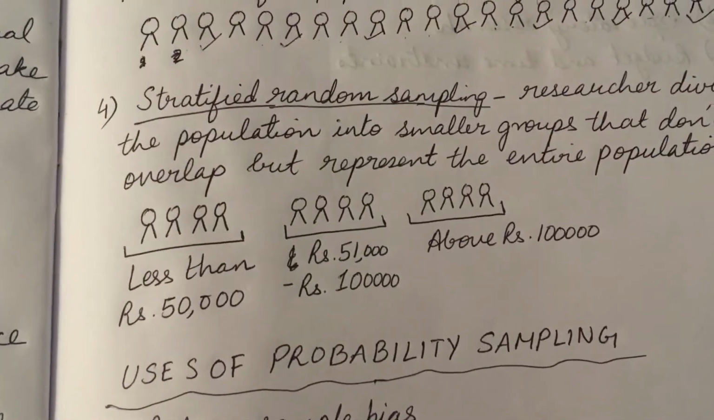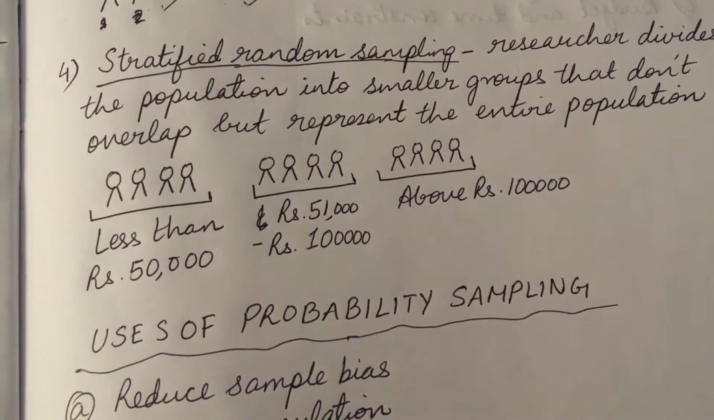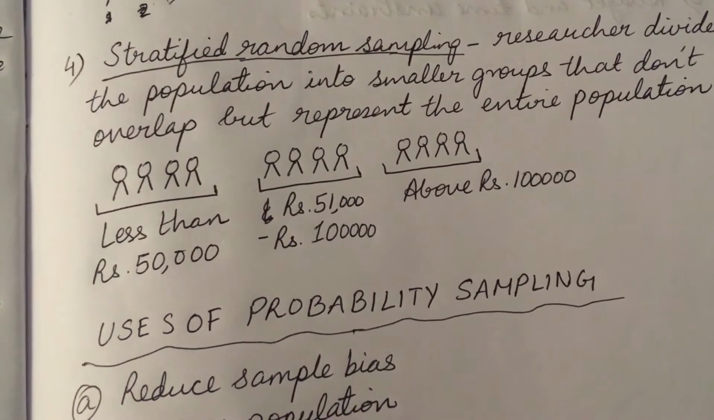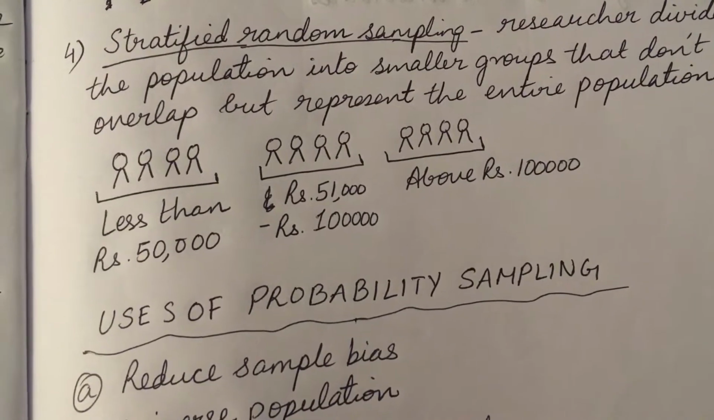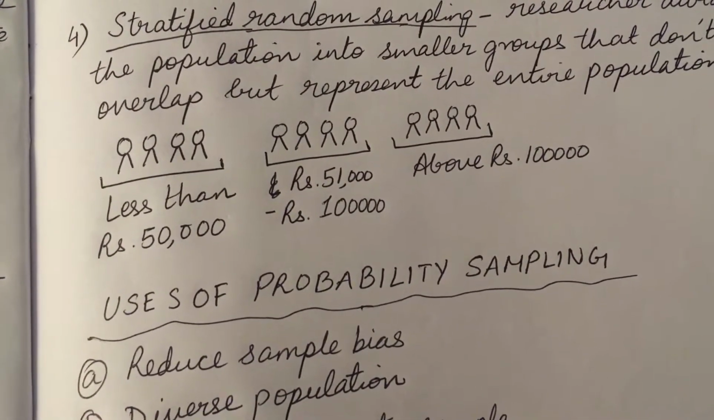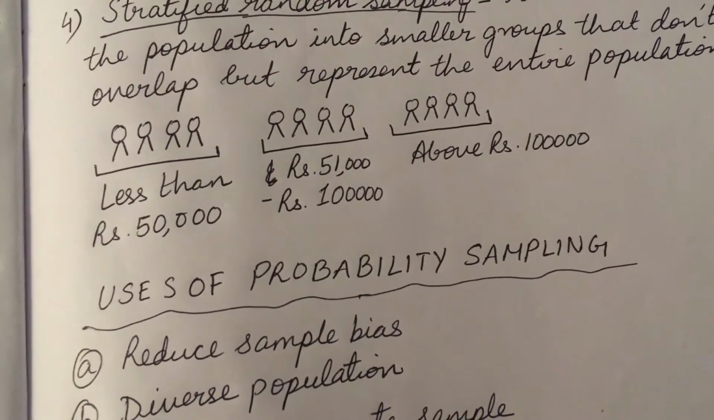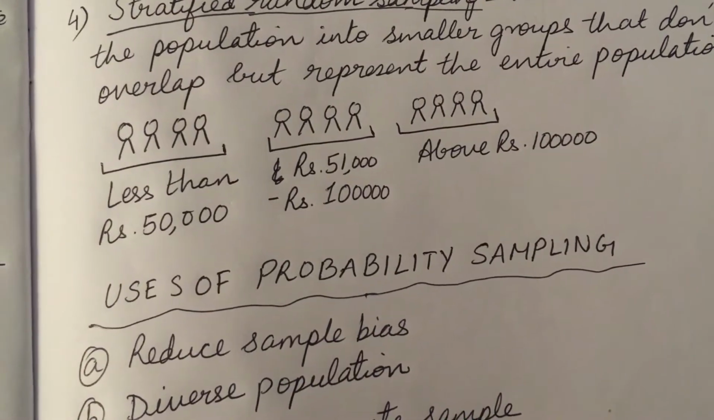In stratified random sampling, this is a method in which the researcher divides the population into smaller groups that don't overlap but represent the entire population. While sampling, these groups can be organized and then a sample drawn from each group separately.